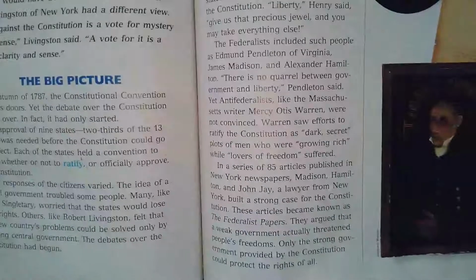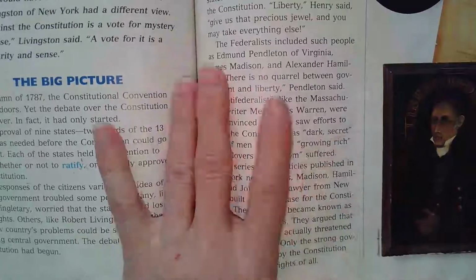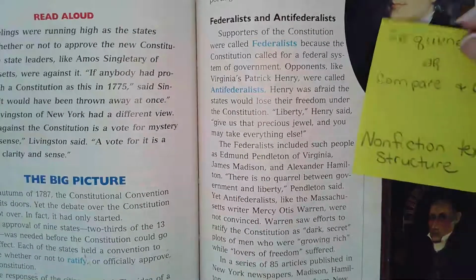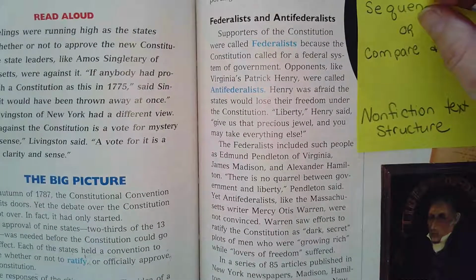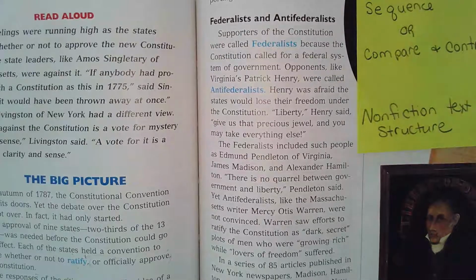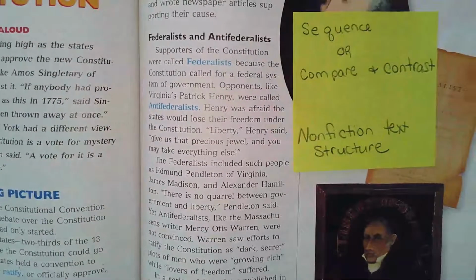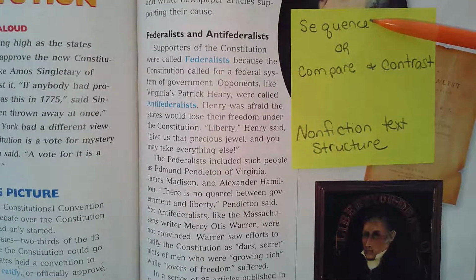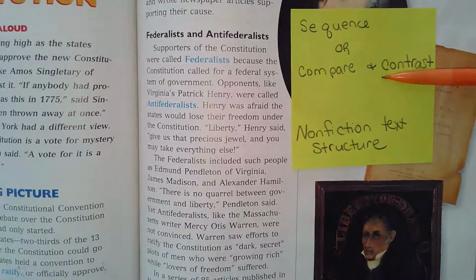We're going to move over to 359. Again, we won't be reading the whole page. We're just going to read the section that talks about Federalists and Anti-Federalists. So this, if you try to decide already, is it going to be a sequence nonfiction structure, or is it going to compare and contrast?